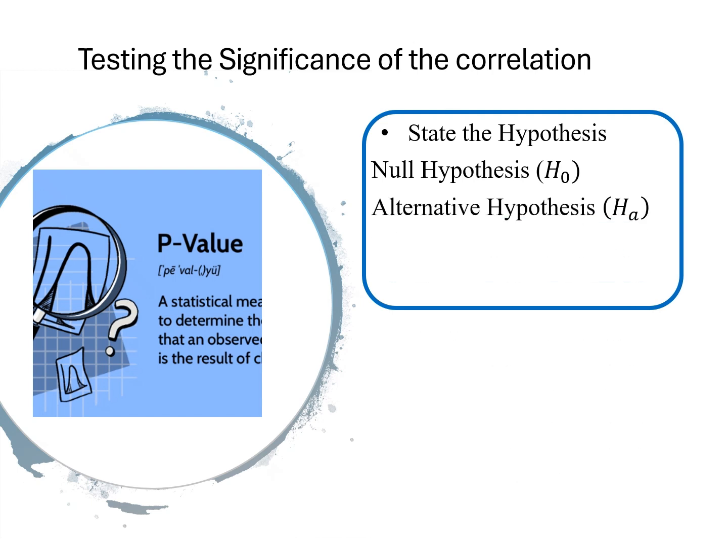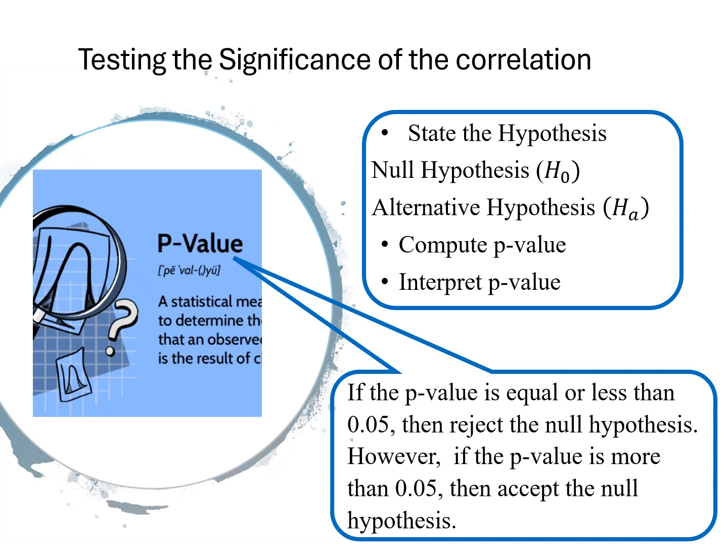In interpreting the p-value, the decision as to the acceptance or rejection of the null hypothesis is based on the following rules. If the p-value is equal to or less than 0.05, a commonly used significance level, denoted as alpha, then we reject the null hypothesis. This suggests that our observed correlation is statistically significant and is unlikely to be due to random chance. In essence, there's a real relationship.